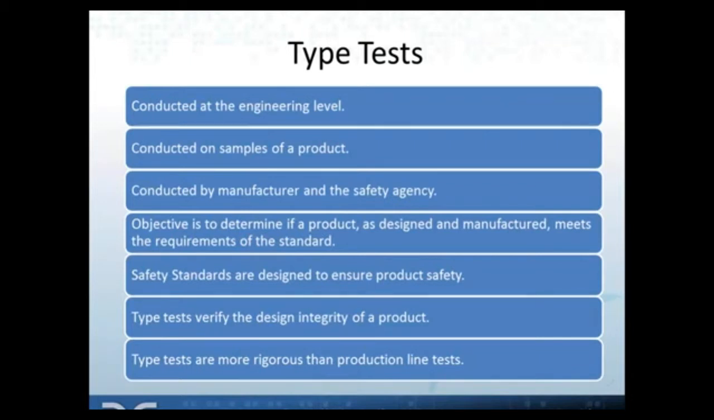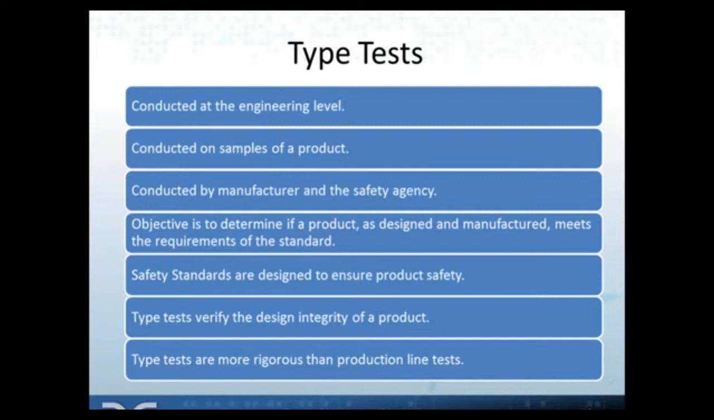And before we get into details of each of these tests, electrical safety tests are broken down into two separate groups: design or type tests, and production line or routine tests. Type tests or design tests are usually performed to detect product flaws during the design stage of an electrical product. These are conducted at an engineering level, on samples of a product, usually by the manufacturer and/or the safety agency.